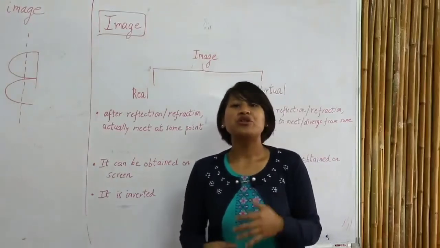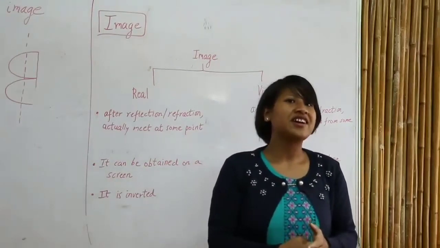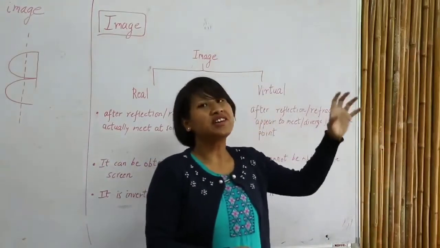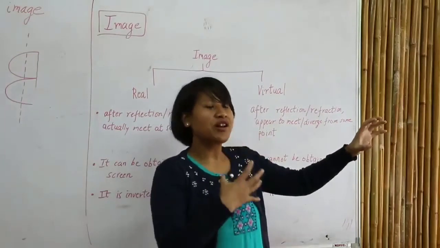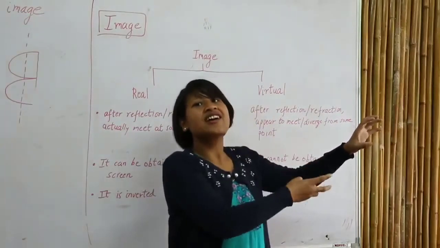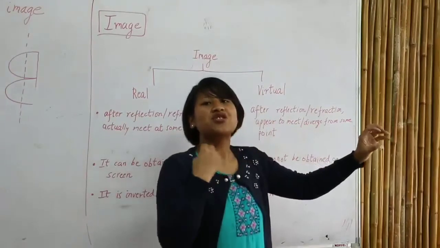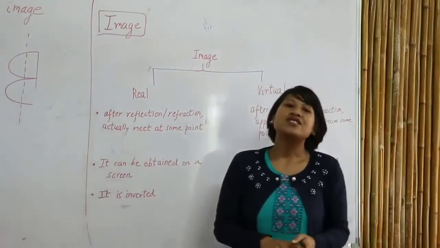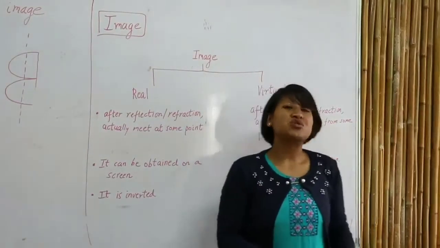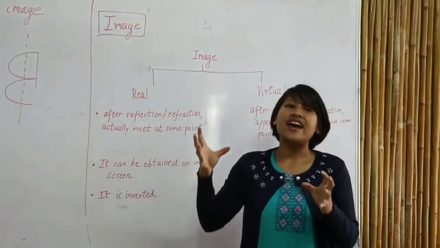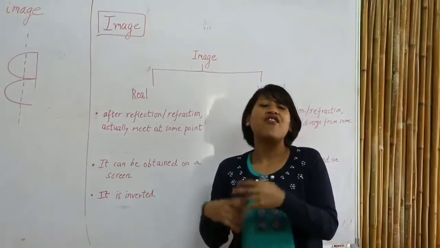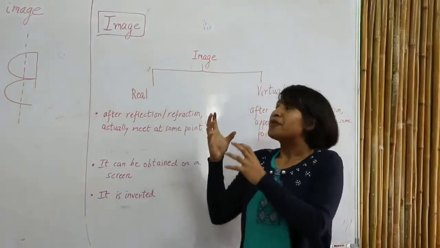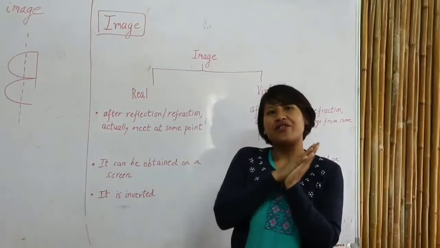Image is a kind of illusion. Now when you look at yourself in the mirror, that is called the image, meaning the one that you're seeing, which is yourself. So now scientifically, what is an image? They have defined it as a result formed due to reflection or refraction.